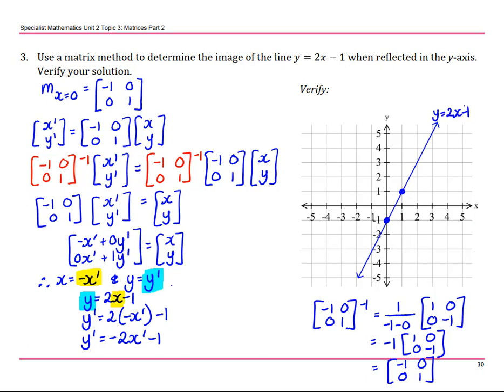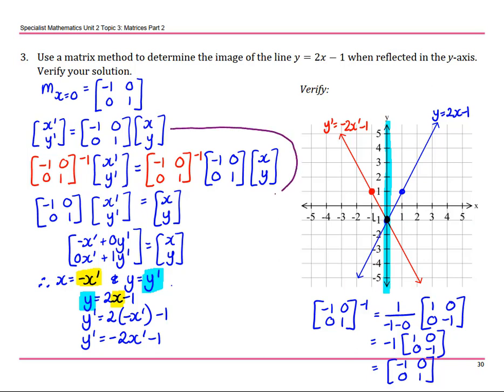Now for our image, that's going to be exactly the same, but with a negative gradient. So pick the 2 points and join the dots. Label. And you can see that that is a reflection in the y-axis. So verified.